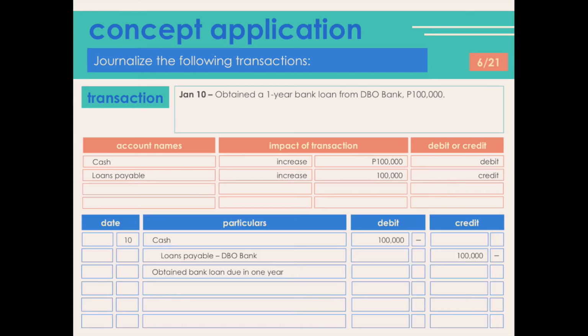First, we debit cash for 100,000, which is the proceeds received by the company from obtaining the loan. Then we credit loans payable, DBO Bank, for the same amount. Make sure you add a brief description, including the terms of the loan. Here it is due in 1 year.